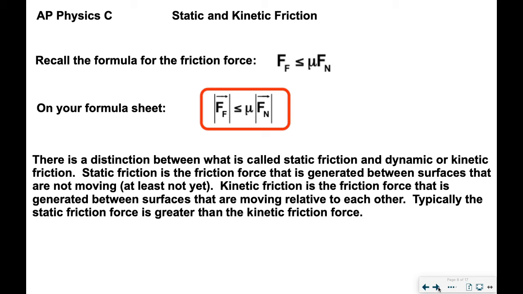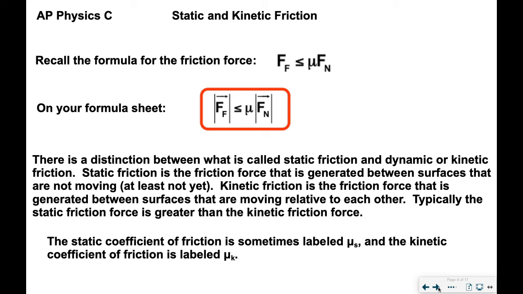Quantitatively, the coefficient of static friction is typically greater than the coefficient of kinetic friction. What we'll see is that when we make a distinction between the two, static coefficient of friction is labeled mu sub s. Kinetic coefficient of friction is labeled mu sub k.